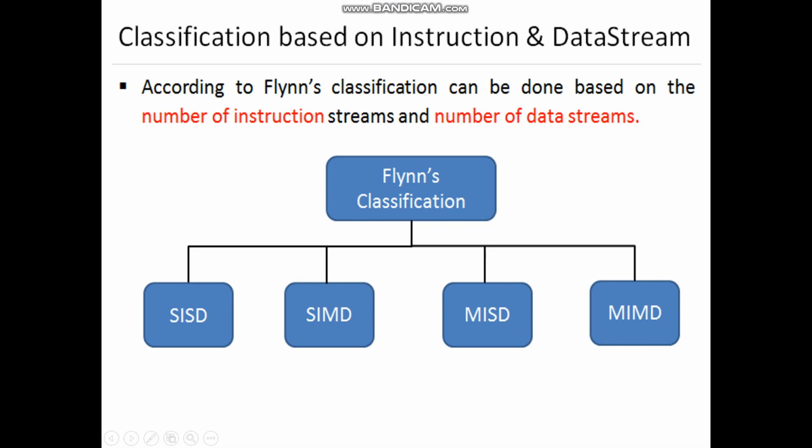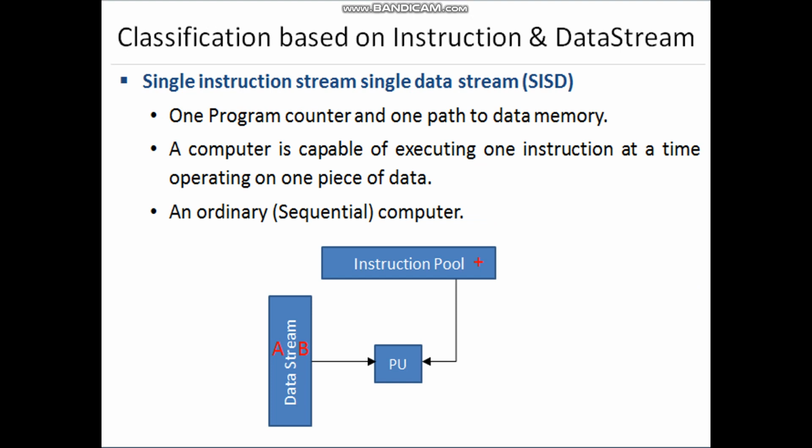Now, we'll see the classification based on instruction and data stream. This classification is called Flynn's classification, which is based on the number of instruction streams and the number of data streams. Flynn's classification is divided into 4 types. The first one is SISD, that is single instruction stream and single data stream. The next one is SIMD, single instruction stream and multiple data stream. The third one is MISD, multiple instruction stream and single data stream. And the last one is MIMD, that is multiple instruction stream and multiple data stream.